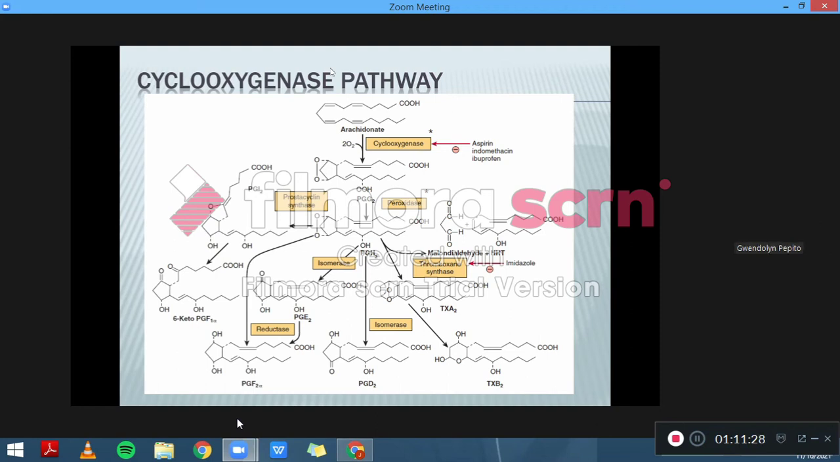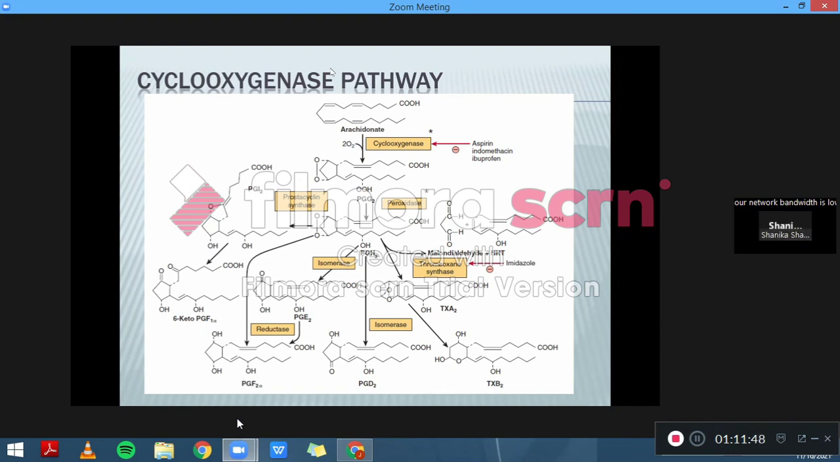How about the role of the different drugs shown in the figure? What does it mean? Anyone? Okay, continue, I'm sorry, Doc.